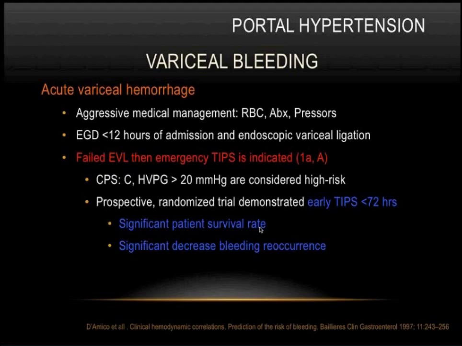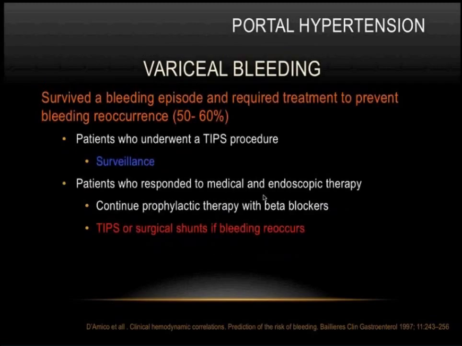So, of course, patients with Child-Pugh class C, the really high grading ones, are considered high-risk patients. Randomized trials have shown that doing this really early after they start to bleed increases survival, and there is a significant decrease in rebleeding. So now what about a patient?